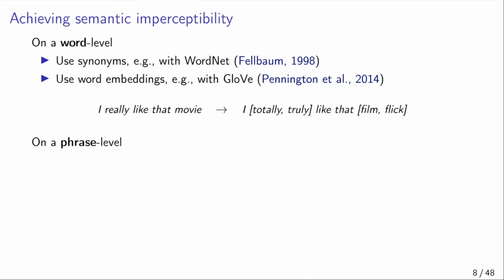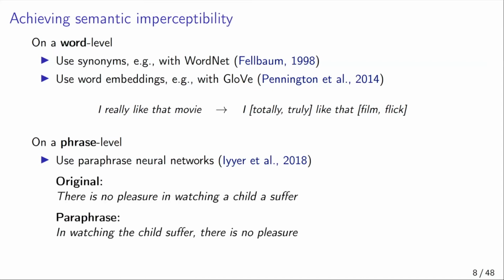And then the third dimension at which we could perturb textual sequences would be on a phrase level. That means we use something like paraphrase neural networks, which were proposed in a paper in 2018. Say you have an original unperturbed input sequence that says "There's no pleasure in watching a child suffer." You could generate a paraphrase that reads, "In watching a child suffer, there is no pleasure," which is clearly very similar to the original one. In this case, this is a successful adversarial example, which would be misclassified by a reference model.